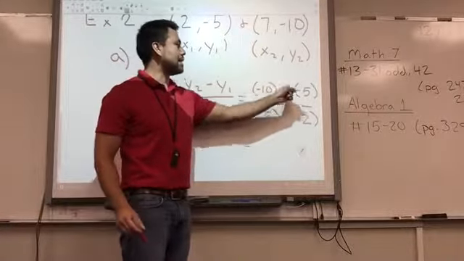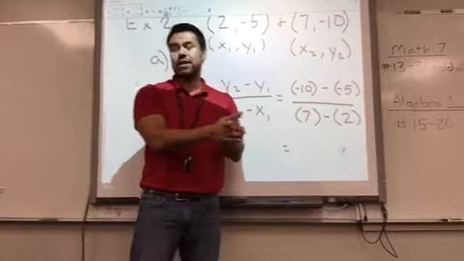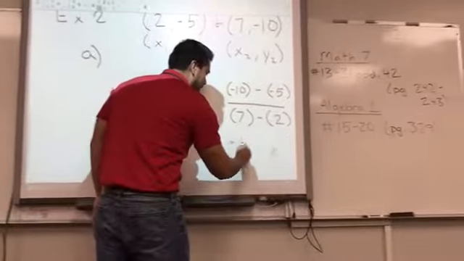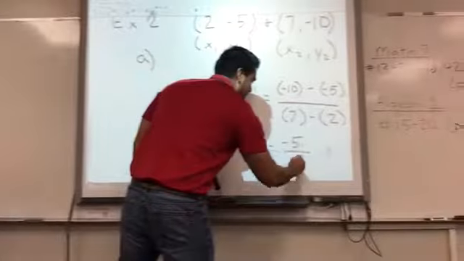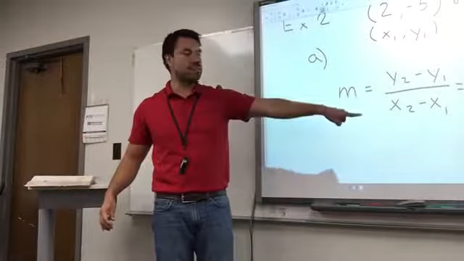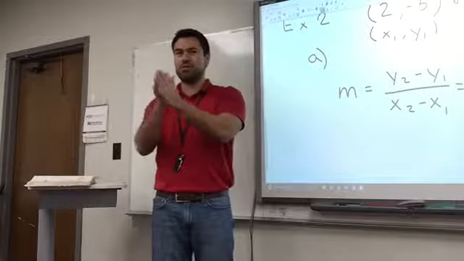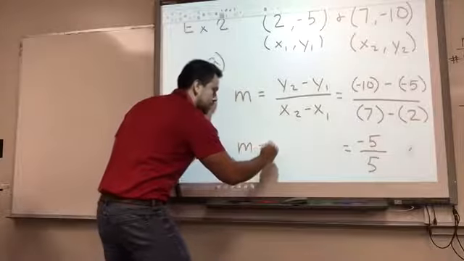What's -10 minus -5? Well, wasn't it -10 plus 5? Good. So what's that? -5. That's the numerator. And then 7 minus 2. Okay. And then how do I simplify that completely? What's that complete slope now in simplest form? Yes, -1. So m equals -1.